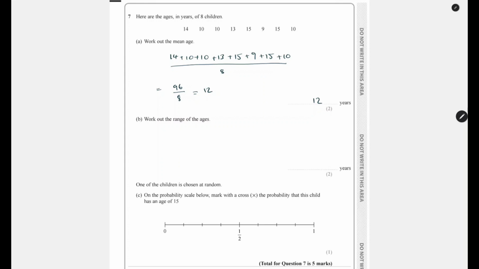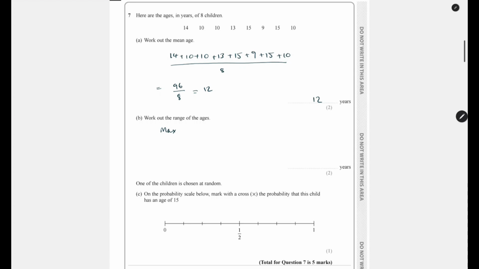Part B says, work out the range of ages. So the range of ages is the maximum age minus the minimum age. So the maximum age is 15 and the minimum age is 9. So 15 minus 9 is 6. So the range of ages is 6 years.